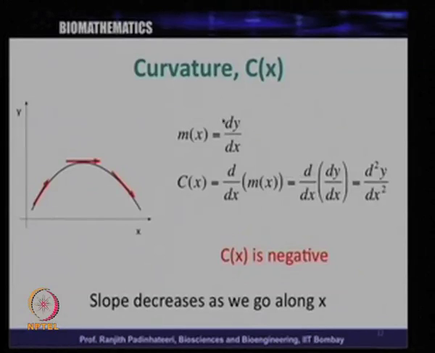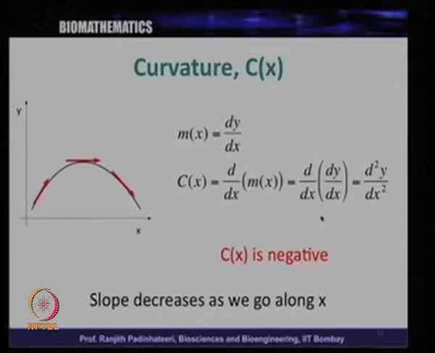So, m of x itself is a derivative. You again find the derivative of that, and you will get d square y by dx square. That is called the curvature. We will discuss this later, but just keep in mind for the moment, curvature is nothing but a second derivative, a derivative of a derivative. That also has mathematical meaning.